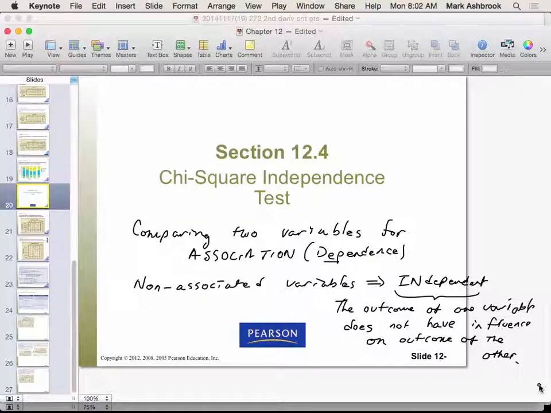Okay, so let's do some examples. Year in school and hair color. Are those associated, dependent, or non-associated, independent? What would you say? Independent. If you knew someone's hair color, it would have no indication of what year in school they were. Okay, what about year in school and number of hours completed? Would this be associated, dependent, or independent?